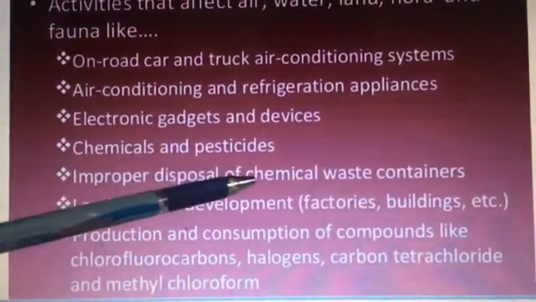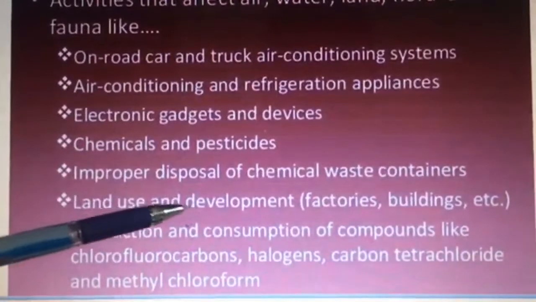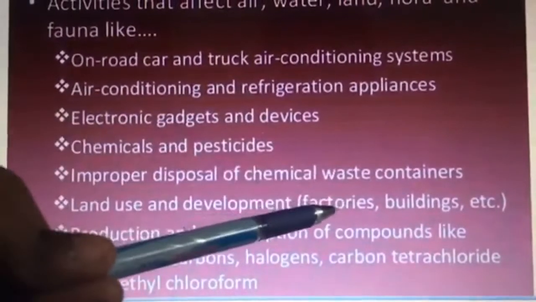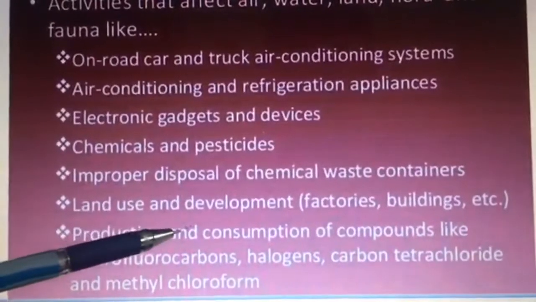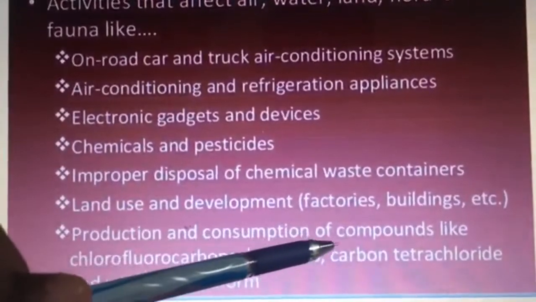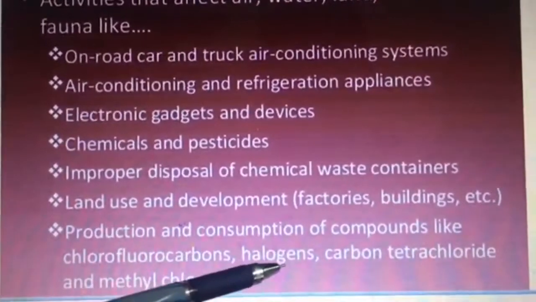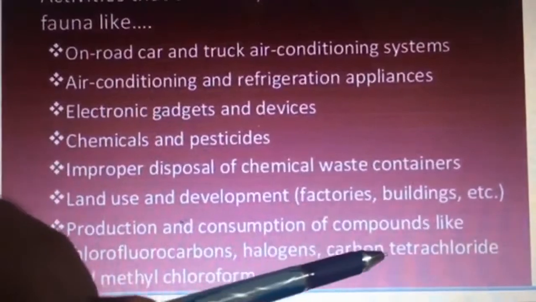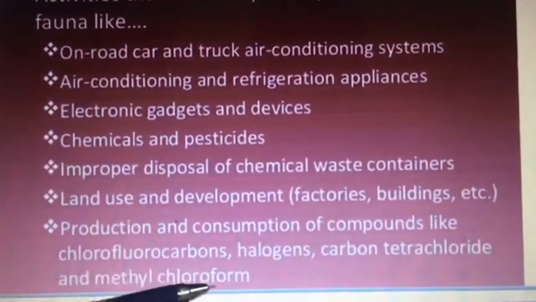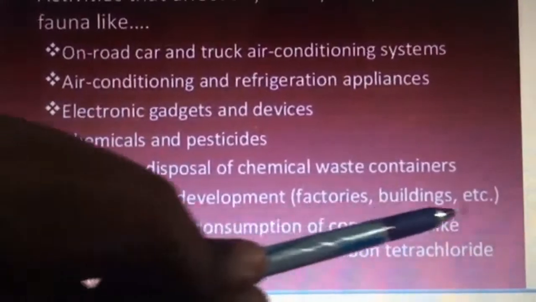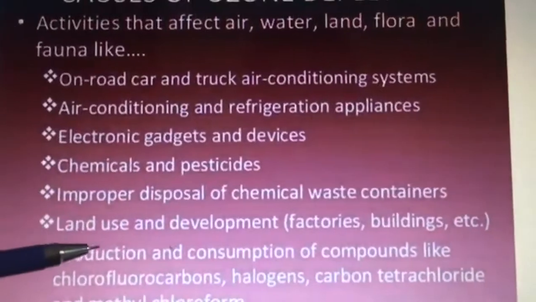Improper disposal of chemical waste containers. Land use and development, that means factories and buildings, is also included. Production and consumption of compounds like chlorofluorocarbons, halogens, carbon tetrachloride and methyl chloroform. So these are the sources of ozone depletion.